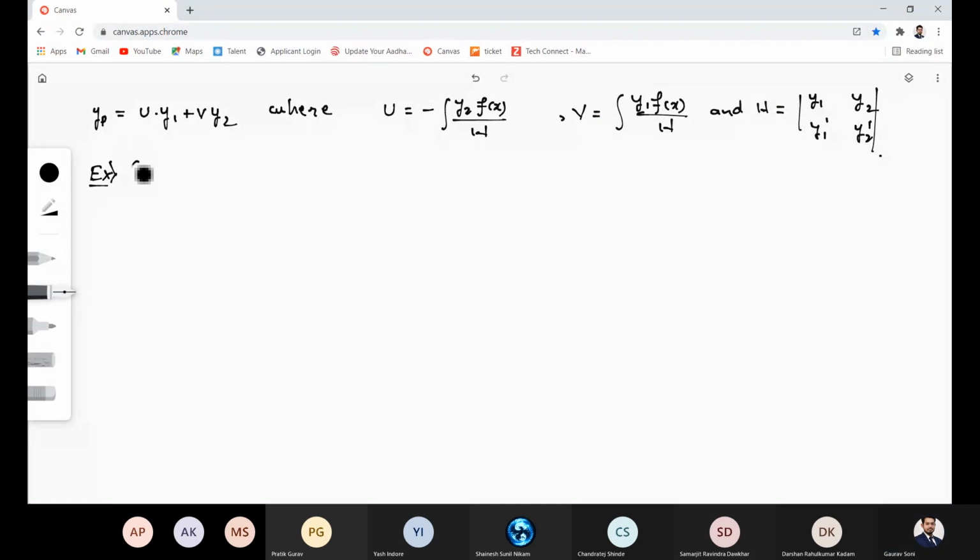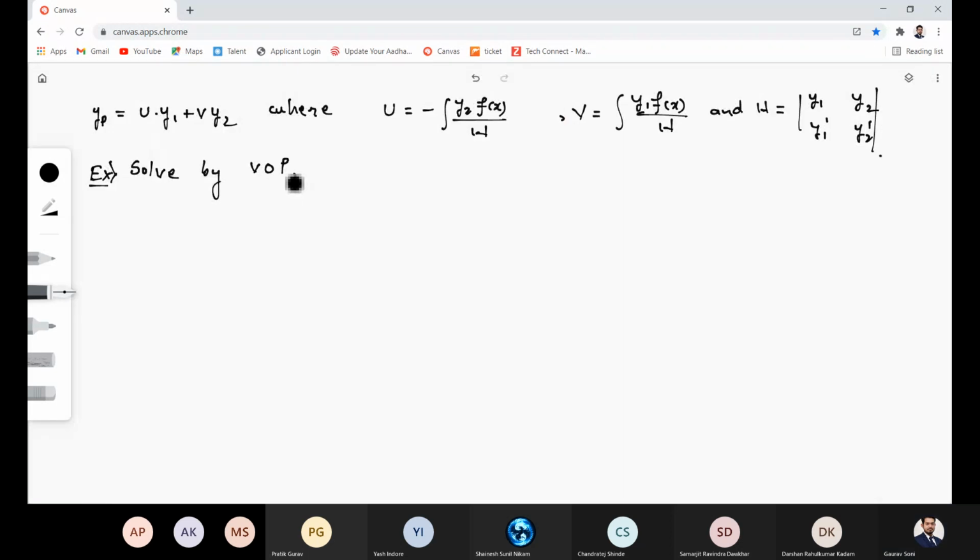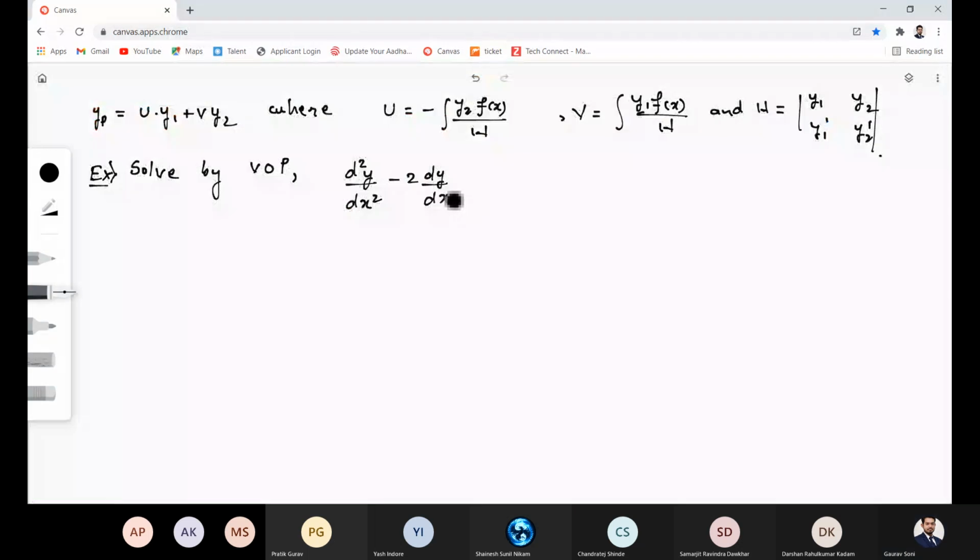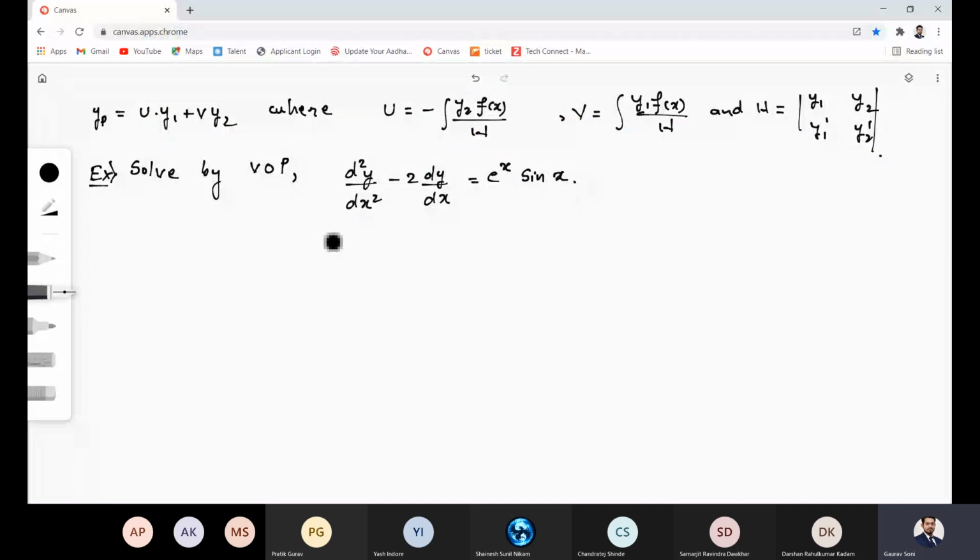Solve by variation of parameters, and the equation is d2y by dx square minus 2 times dy by dx is equal to e to the power x sine x. Start solving it. First of all, write down the auxiliary equation. Tell me the roots.